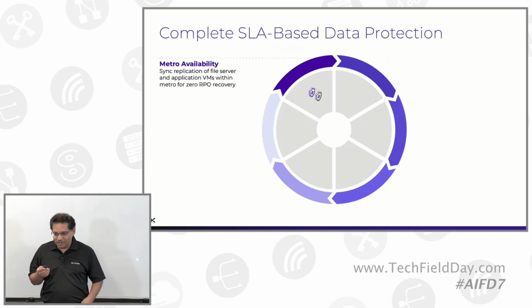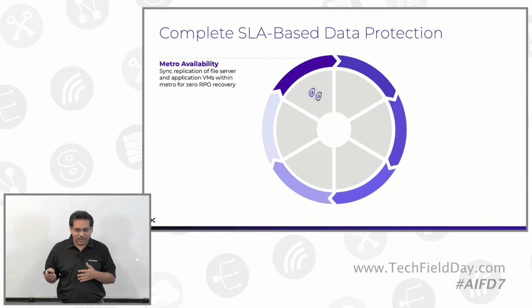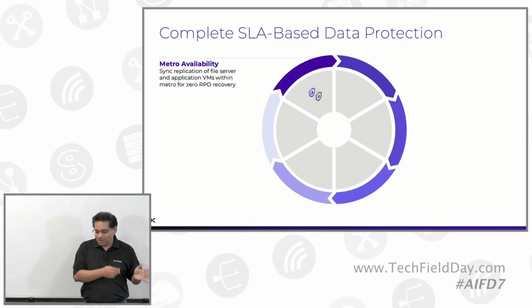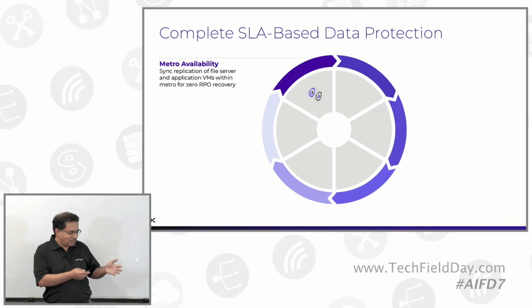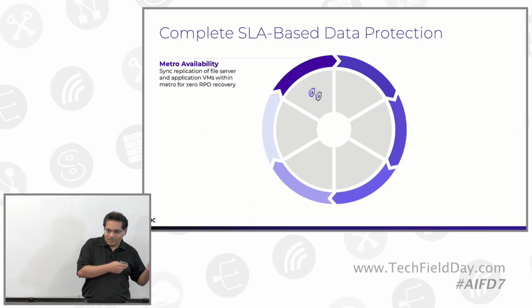Metro is essentially being able to synchronously replicate our entire platform from one cluster to another. Whatever runs on it, you can pick and choose. You can have the entire cluster replicated, or you can have entity-based replication. So you can pick a subset of your workload with some VMs and your file servers to be replicated to another cluster. This is RPO of 0.